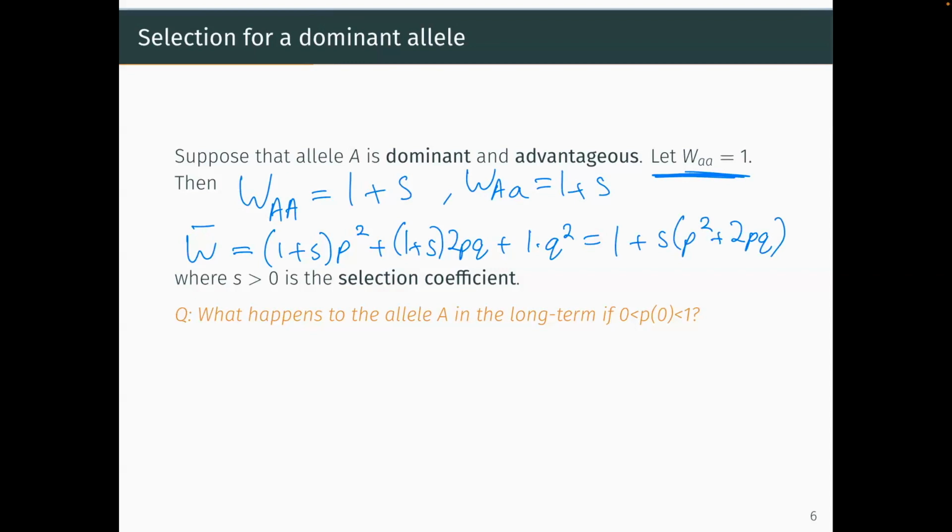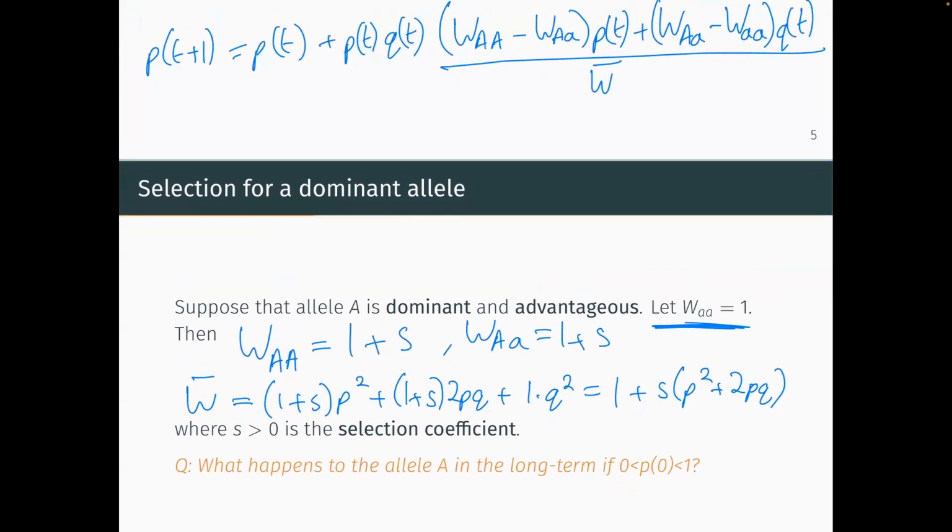Okay, so what happens then to allele big A in the long term if we're starting with both alleles present in the population? So our initial frequency of p is not 0 or 1. If both alleles are present in the population, we're assuming this because we're assuming there's no mutation. Otherwise, we would just stay wherever we started at.